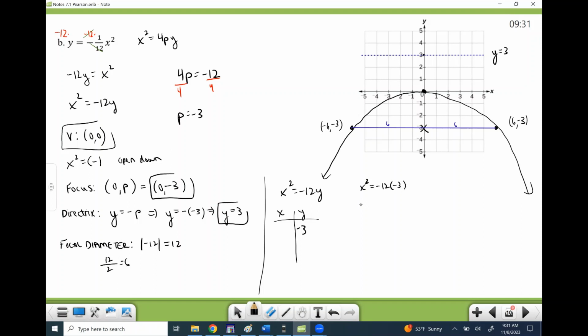Negative times a negative makes this a positive. So now when we square root, we won't get an imaginary, we won't get i, right? We don't want to have a negative 36 there. So x equals plus or minus 6. Oh, by the way, those are the points we have, right? It's positive 6, negative 3, and negative 6, negative 3. Okay.